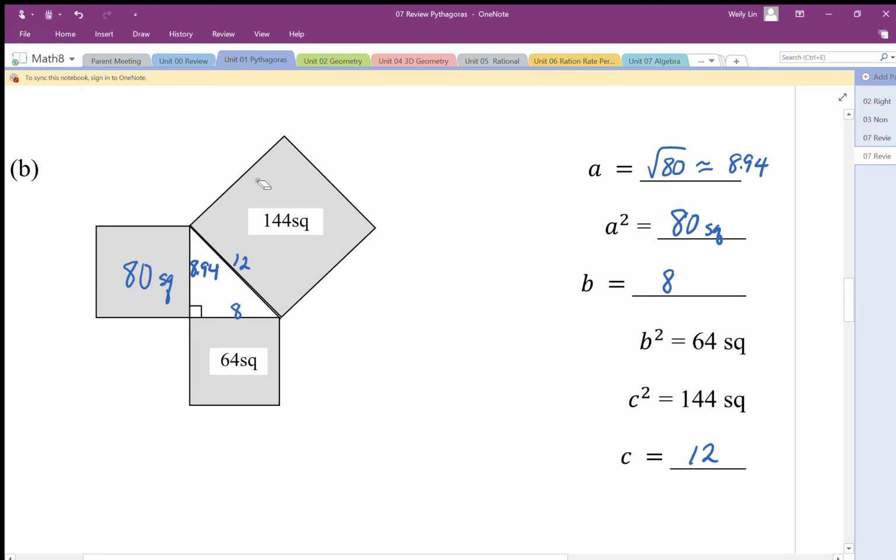And just a reminder, be careful because sometimes we subtract from the bigger square, or sometimes we add the two smaller squares. Okay, but it's always the two smaller squares add to the big square. We never add the big square with another square.